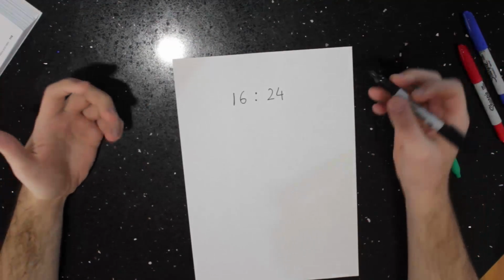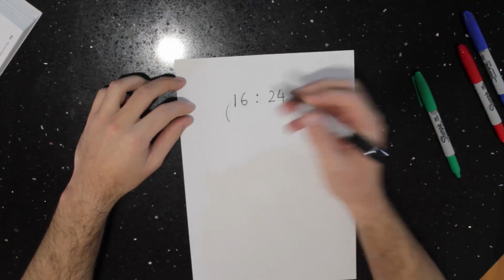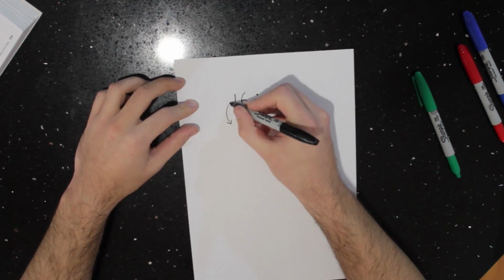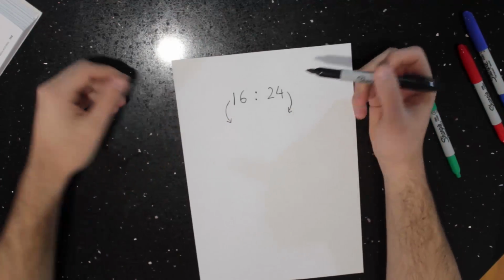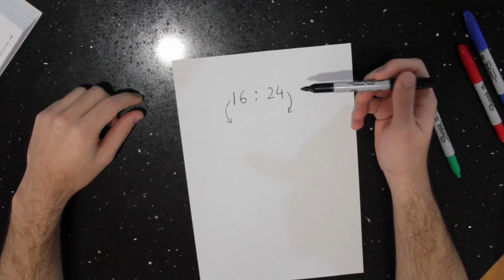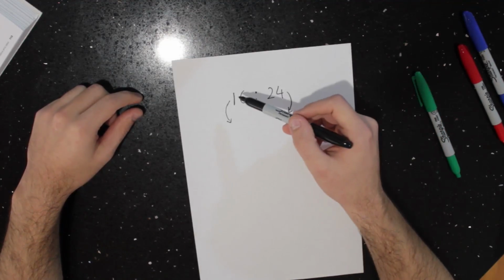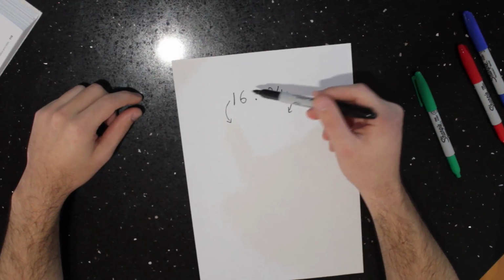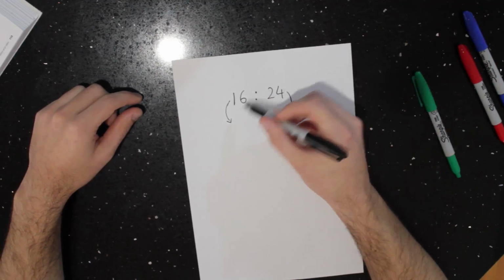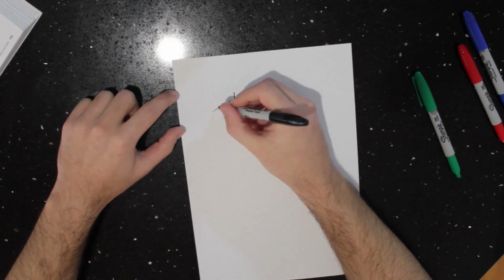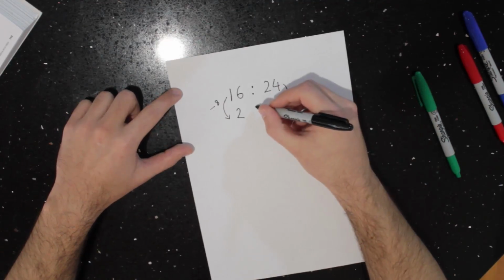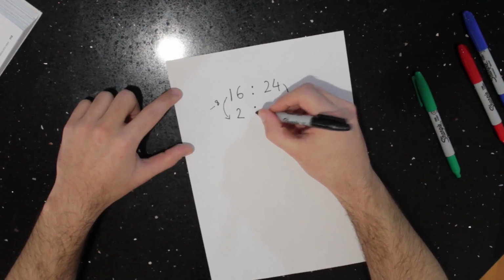So let's have a look here. The way I like to do this is to draw a couple of arrows. Okay, so let's look at these two numbers. What is our highest common factor here? Well, I'm going to say the highest common factor is 8 because 2 times 8 is 16 and 3 times 8 is 24. So let's do this one first. If I divided this side by 8, I'd end up with 2. So I'm going to put my little ratio sign here.